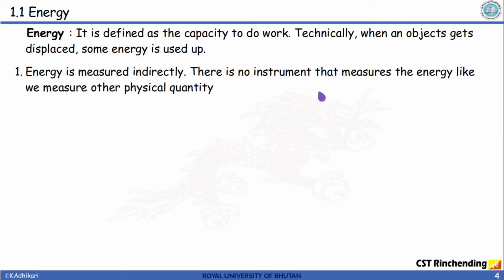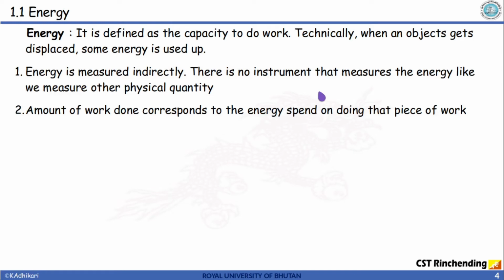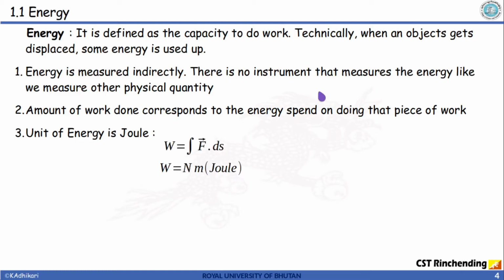Energy is in fact measured indirectly. There is no instrument as such that can measure energy like we measure other physical quantities. Energy is correlated to amount of work done. Here, work is defined as the force multiplied by the displacement, and the unit of energy is joules. Like I said, work done technically is the force applied times the displacement of that object. Now we know that force is measured in Newton and displacement in meter. So joule is in fact Newton meter.